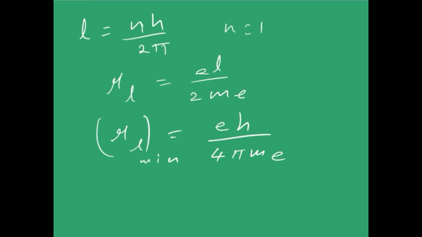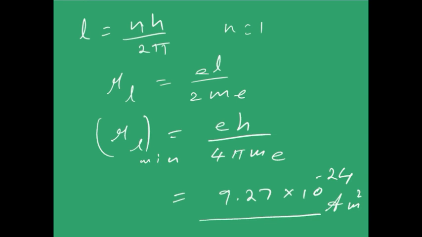And if you substitute these values as e equal to 1.6 into 10 power minus 19, h Planck's constant as 6.626 into 10 power minus 34 joule second, mass of electron as 9.1 into 10 power minus 31 kg, you'll finally get μL minimum to be 9.27 into 10 power minus 24 ampere meter square. And this value is known as Bohr magneton, and this is the orbital magnetic moment. Okay, hope everything is clear till now.